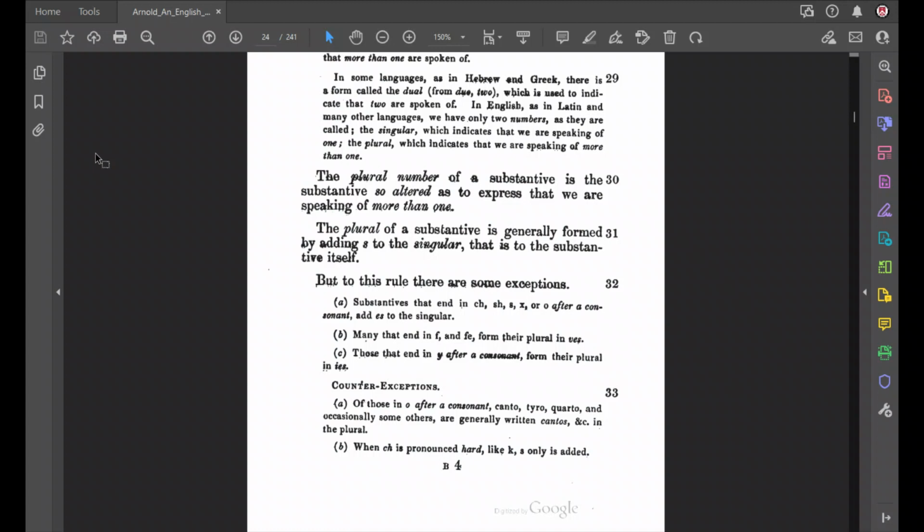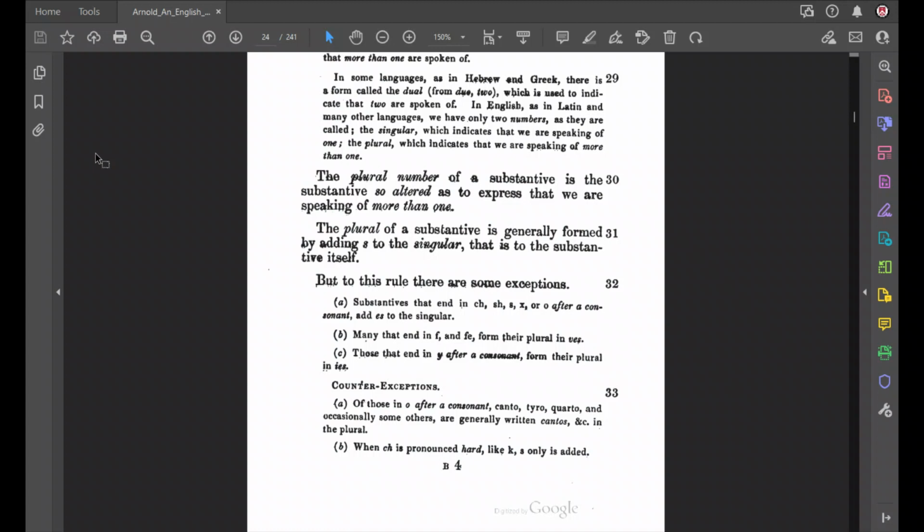Of those nouns that end in O after a consonant, there are some that don't follow this rule. Canto, tyro, quarto, and occasionally some others are written without an E. So we learn that O after a consonant is made plural by adding ES, but then we learn that there are some exceptions to that exception.